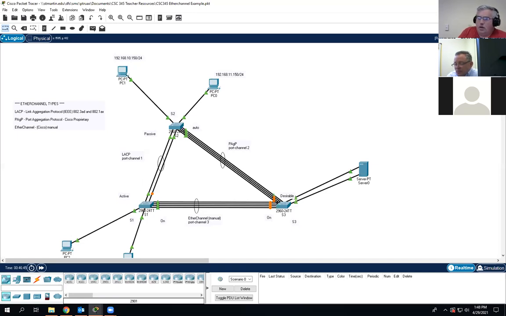Let's see here, VPN. Actually, VLANs is what I really want to talk about. All right, and then that's right. I forgot about that.